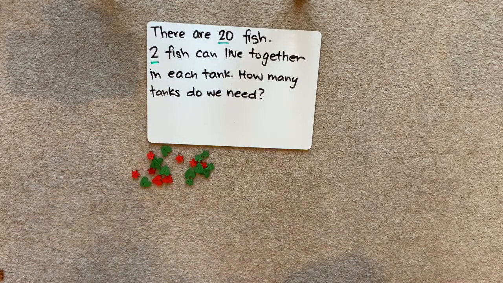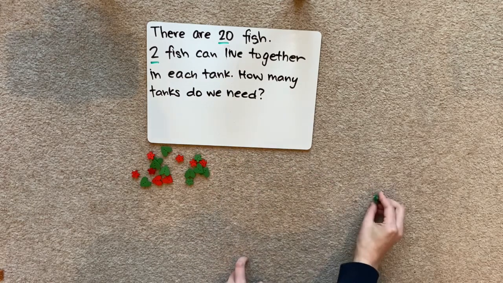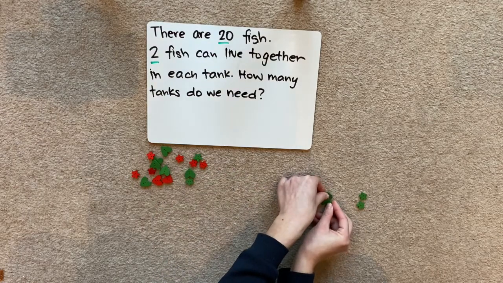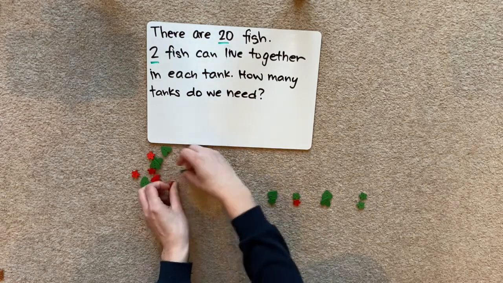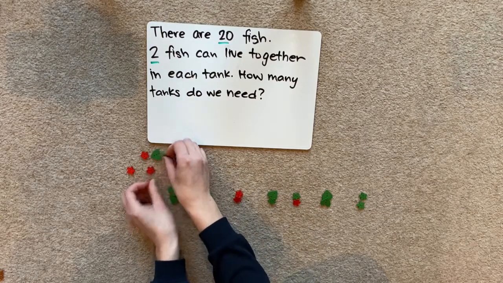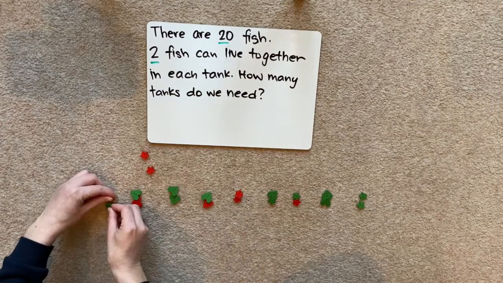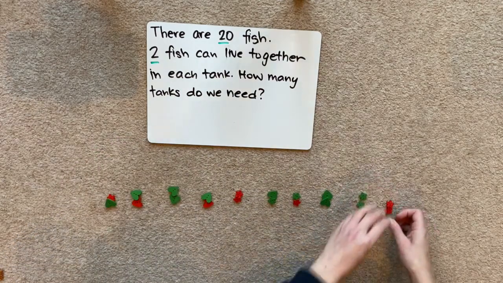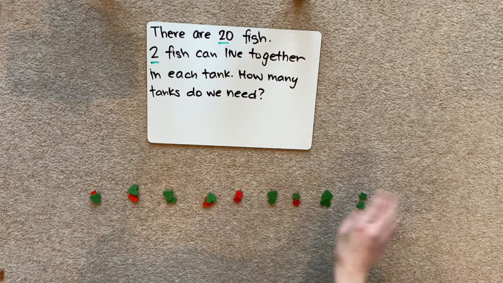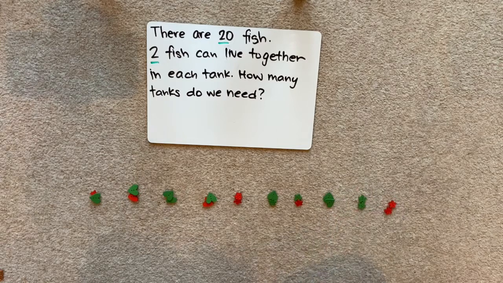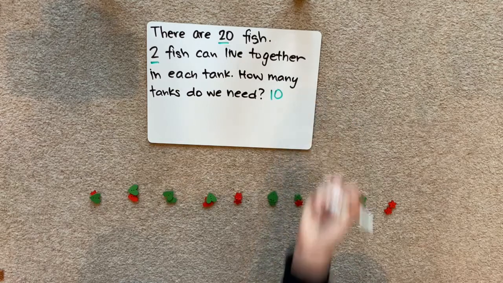2 fish can live together in each tank. So we're going to put 2 fish together, and another 2 fish, and another 2 fish, and another 2 fish, and another 2 fish. These fish all live together in the tanks. So I need to find out how many tanks we need. So this is 1 tank of fish, another tank of fish, another, all the way to the end. So how many tanks do we need for the fish? 1, 2, 3, 4, 5, 6, 7, 8, 9, 10. We need 10.